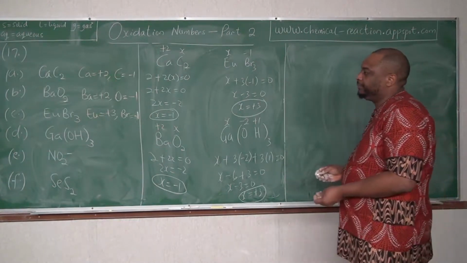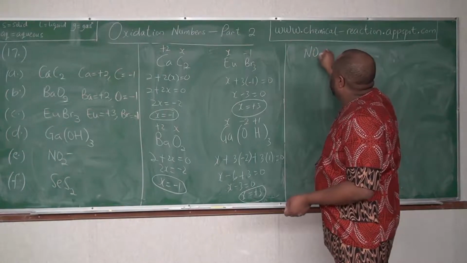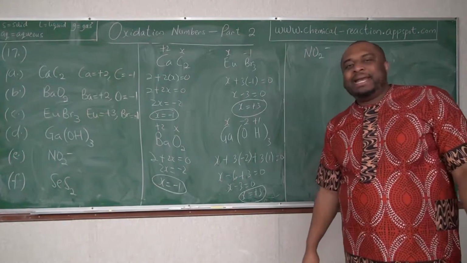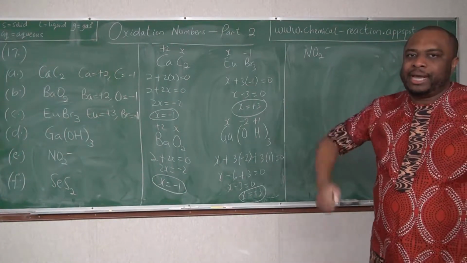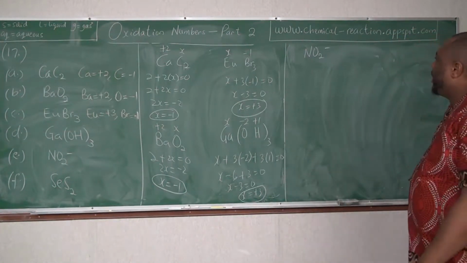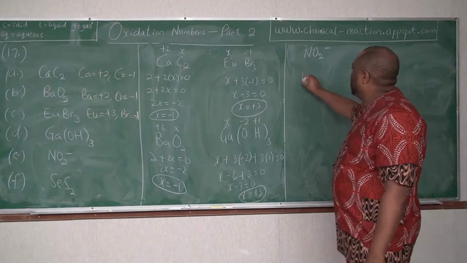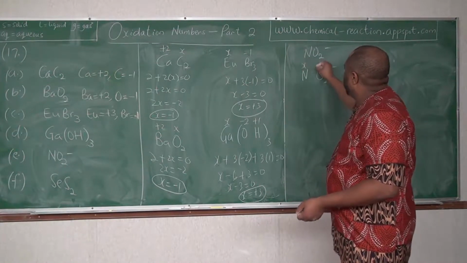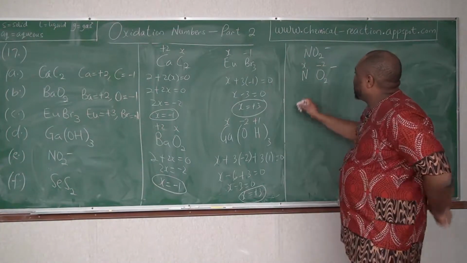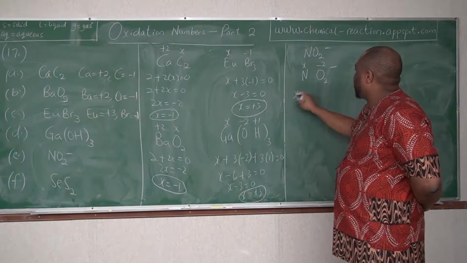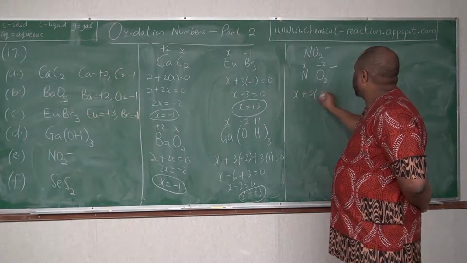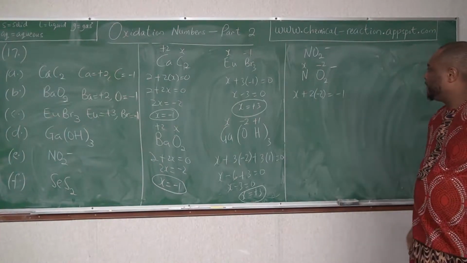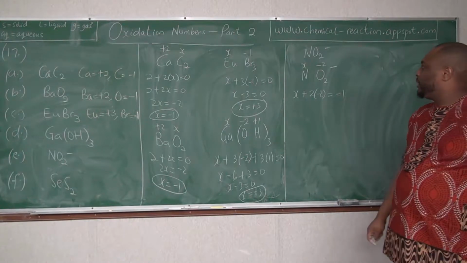Then E, dinitrogen what? Ion. This is an anion. So let nitrogen be X. Oxygen we know is -2. So this is X plus 2 times -2 equal to -1.